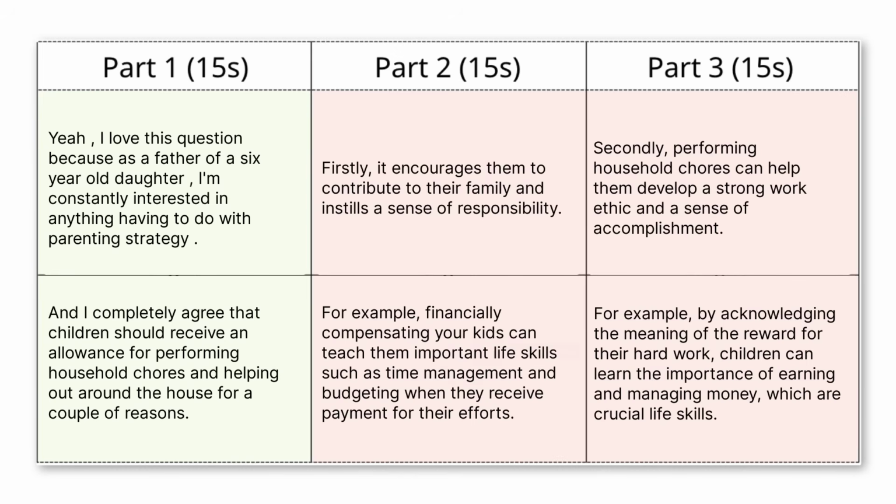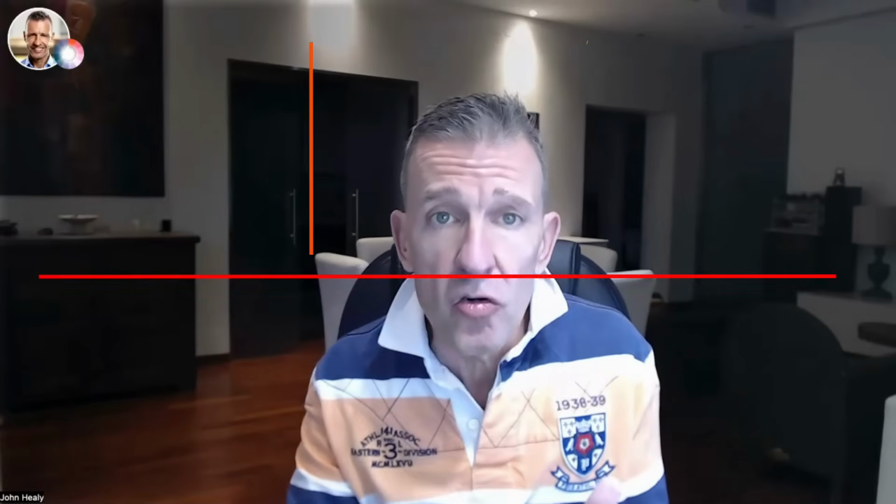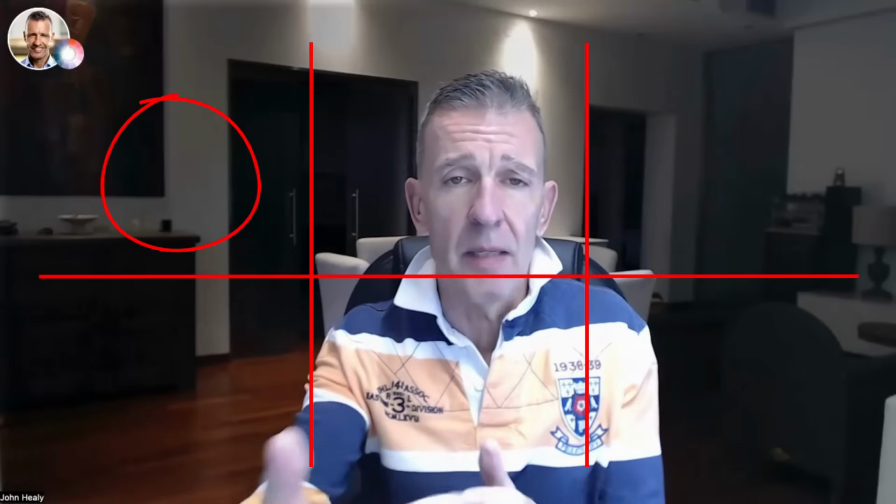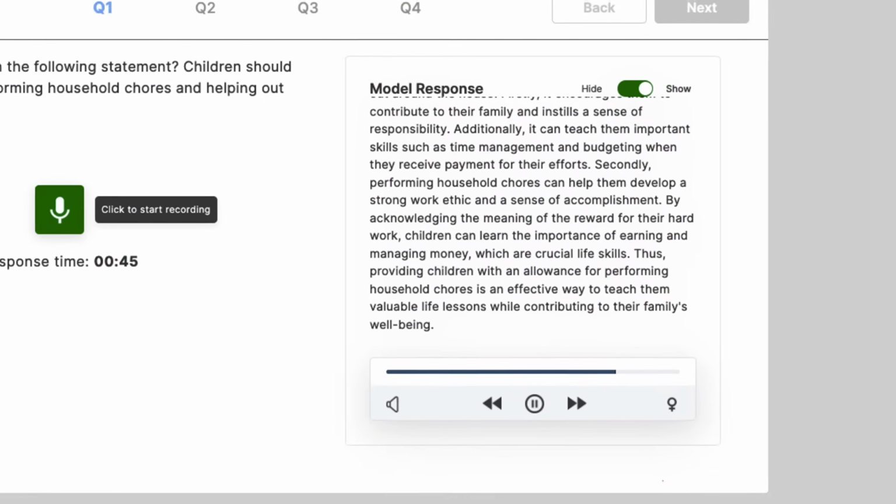For example, by acknowledging the meaning of the reward for their hard work, children can learn the importance of earning and managing money, which are crucial life skills. By adding a personalized intro at the beginning, I don't have to rely on the restatement at the end anymore, this little conclusion. You can drop that now, right?